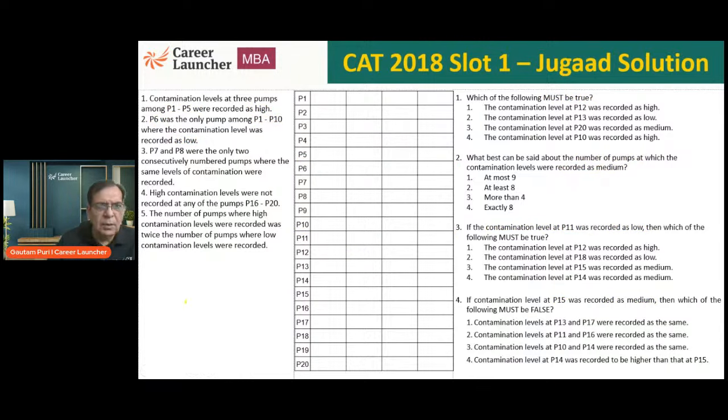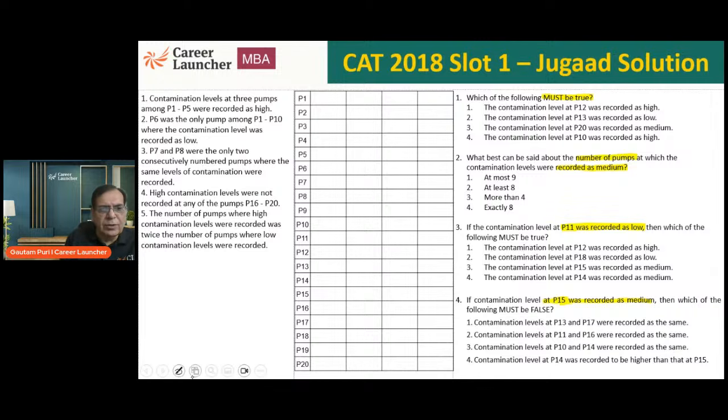Okay. So now let's do this. Before we start solving it, I'll again just highlight what the critical parts are. Which of the following must be true? Statement 2, what best can be said about the number of pumps in which contamination level was recorded as medium? Question number 3, contamination level at P11 was low, an additional data point we have to use. And question number 4, P15 is recorded as medium. As I said earlier, my approach would be to look at question number 2, then go to question 3 or 4, and then go to question number 1. When I'm doing question 3 and 4, obviously question 1 is getting solved parallelly.